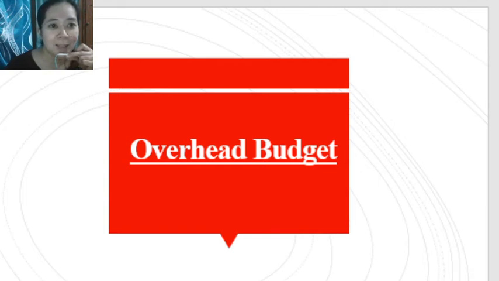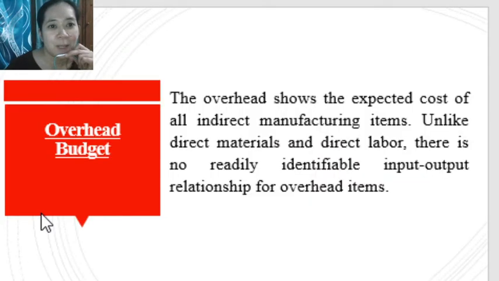Okay, so the next operating budget that we will prepare is the overhead budget. This is still part of our production because along with direct materials and direct labor, overhead costs are also essential for production, although they are indirect labor or materials. Here the overhead shows the expected cost of all indirect manufacturing items.